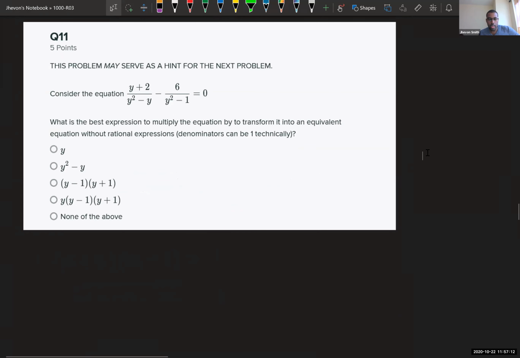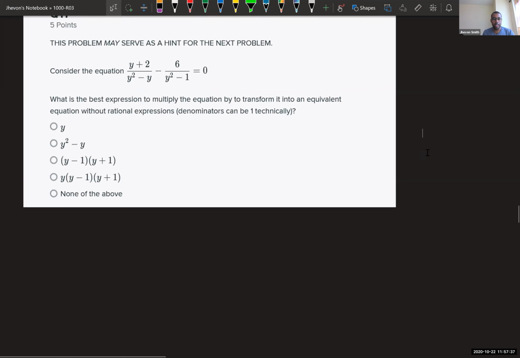Now it says this problem may serve as a hint for the next problem, which means you could solve the next problem without even worrying about this. But if you paid attention to this, then it might actually help you for the next one. Okay, what is the best expression to multiply both sides by to transform to an equation without fractions in it, essentially, right? So we know that we want to multiply by the LCD. To figure out the LCD, we'd want to factor, right? So for LCDs, we want to know the prime factorization.